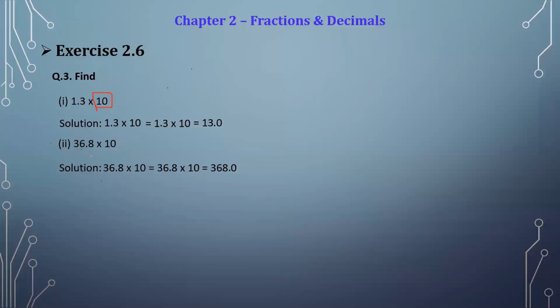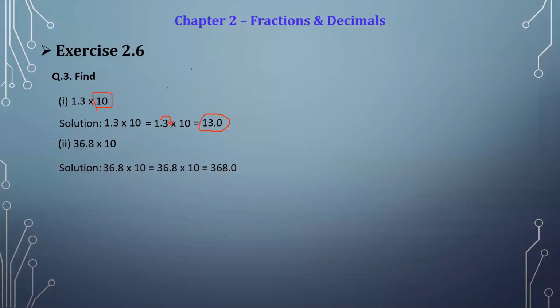So here only one zero is present in number 10. So therefore, we have to shift the decimal point by one digit to the right hand side, where we are going to shift that decimal point to the right hand side. So here in the 1.3, you have to just shift that decimal point to the right side by one digit. So therefore, that decimal point is shifted after 3. So therefore, after shifting that decimal point, we are getting the number 13.0.